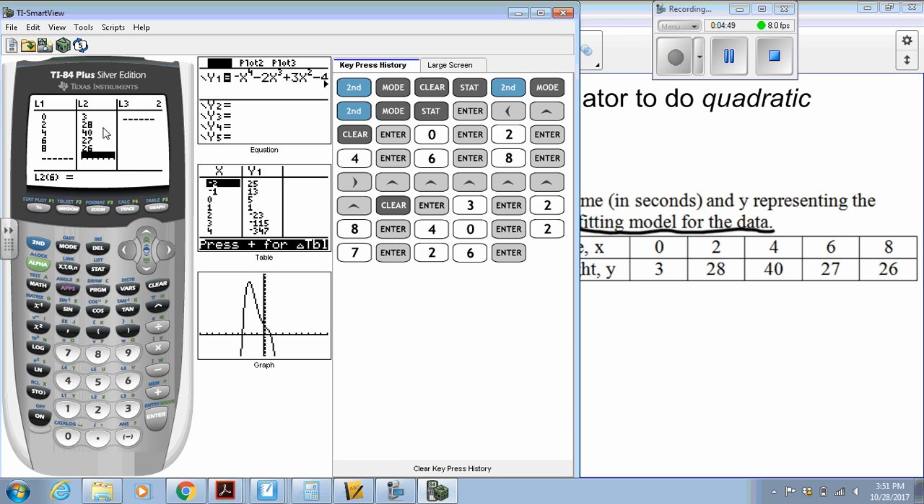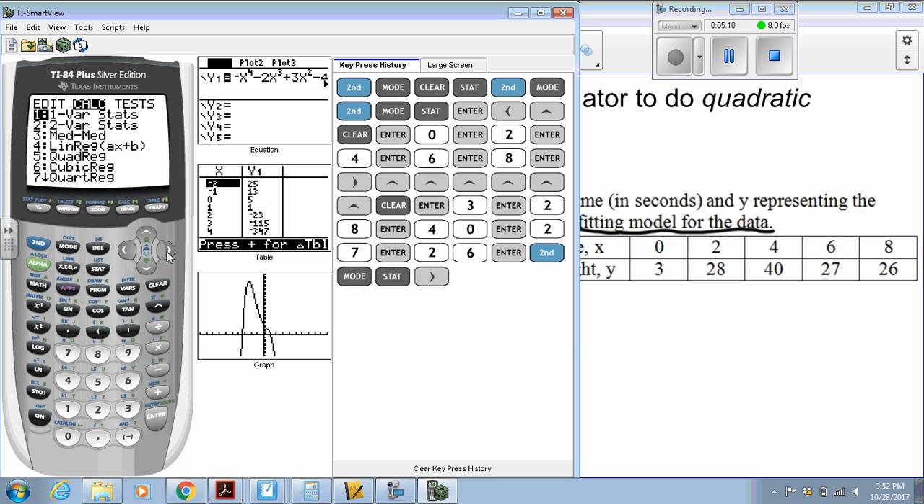Okay, since we plugged this in, we're going to go back to our main screen. So you're going to press the blue button, which is second, and then mode. Now, to get our regression, we're going to go back to stat. So go ahead and press the stat key right here. And we're going to go to the right to calculate. Now what we're going to do is go to number 5, because that means quadratic regression, and that's what we want. So make sure you go to number 5 and we press enter.